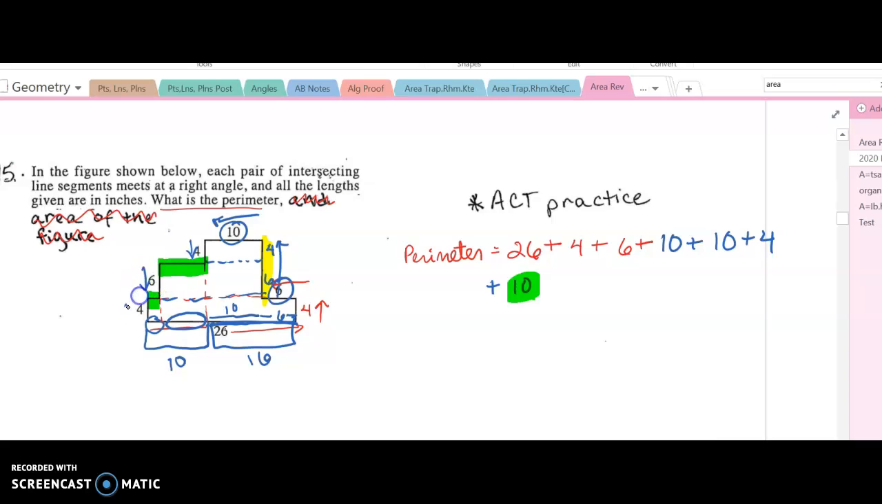And then I've got the 6 plus the 4. We add all of those up, and I get 80 units, inches, I guess. They told us it was inches.